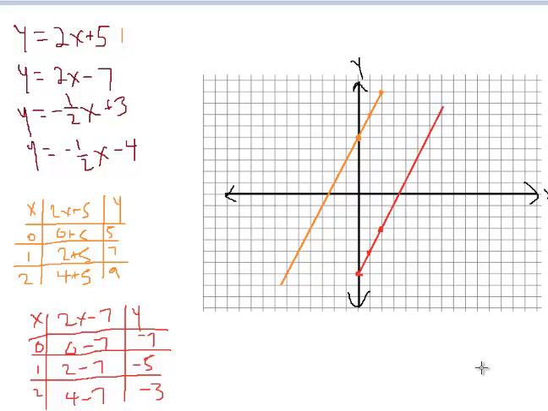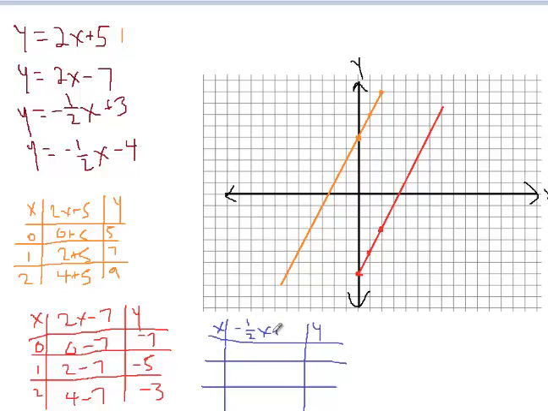Okay. Now let's do a blue line for our third one. Y equals negative a half x plus 3. Negative 1/2 x plus 3. Again, let's try 0, 1, 2. This, of course, is 0 plus 3 is 3. 1 times negative a half is negative a half plus 3, which is 2.5. And then negative a half times 2 is negative 1 plus 3, which is 2.